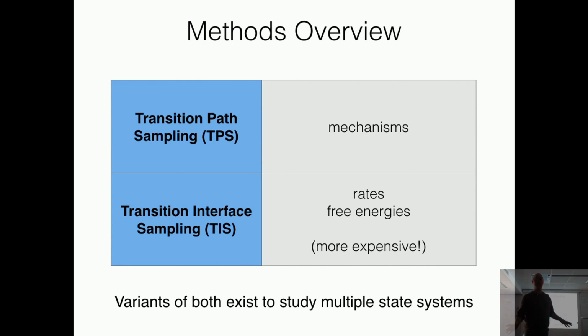Just overviewing the methods, transition path sampling is mainly focused on mechanisms, things like the reaction coordinates. Transition interface sampling also gives you access to rates, free energies, things like that. It's more expensive, but again, variants of both of these exist to study multiple state systems, which is important because that can save you a lot of time.